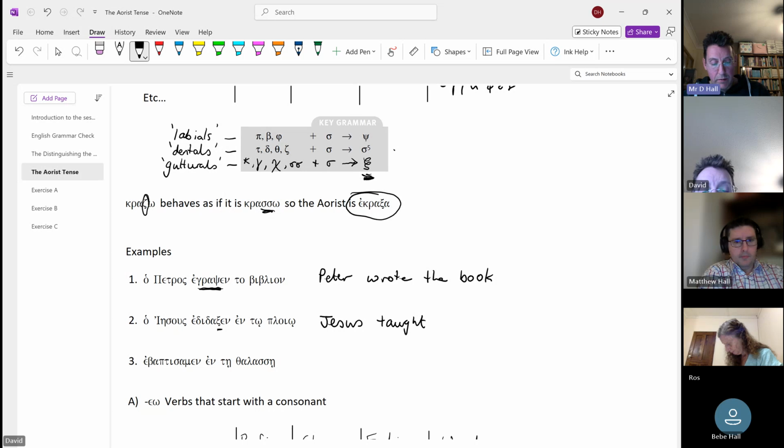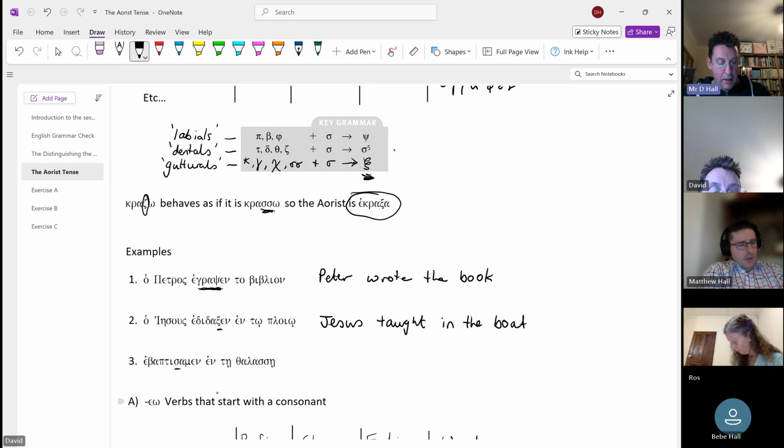And then in the boat, which is en ploio. And then just one more. Baptizo. So we'll have a look at that one in just a moment.